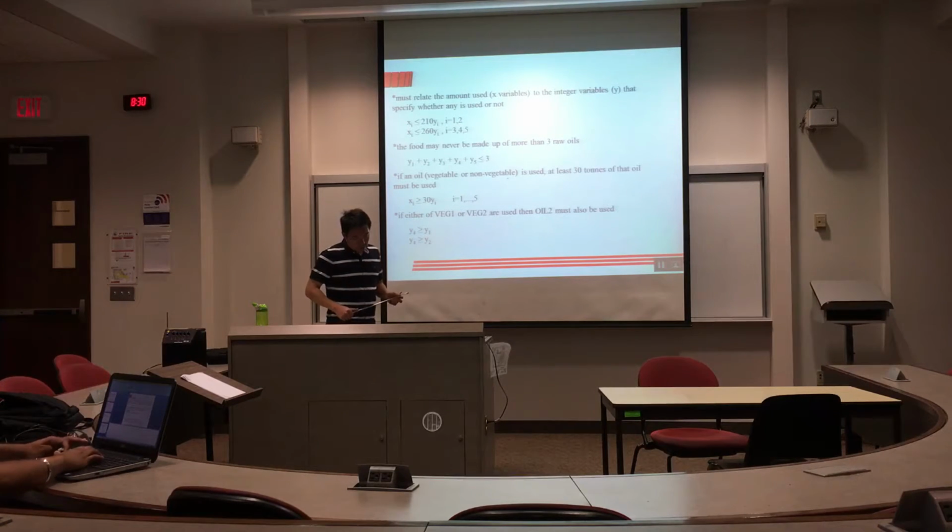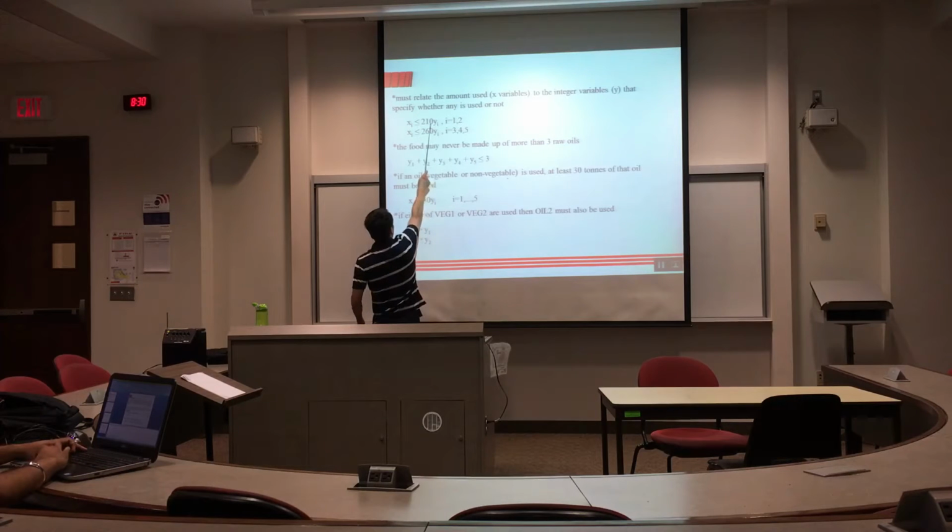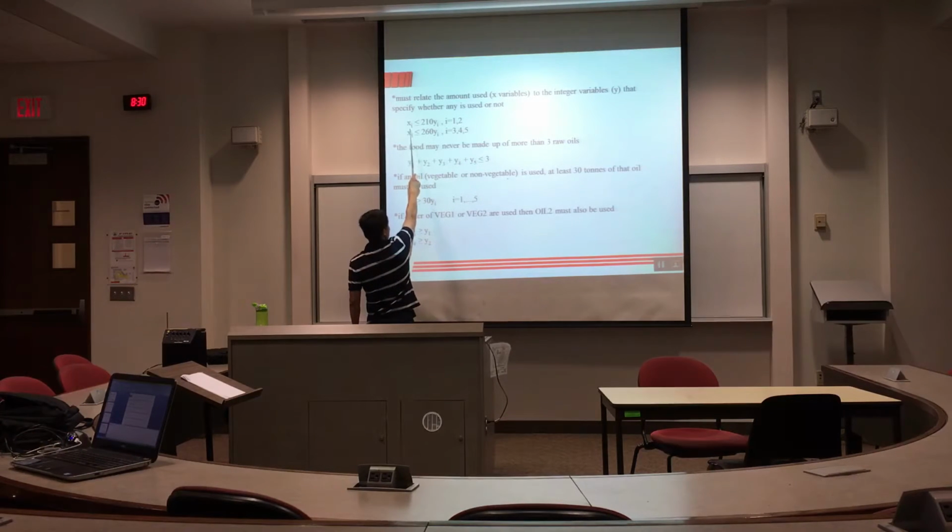Okay, what else? So the mass relates to the amount used through integer variables, okay? Because whether you use oil 1 or oil 2 or not is not a sure thing, right? If you don't use it, then xi has to be 0. But if you decide to use oil 1, then you cannot use more than 210 tons.